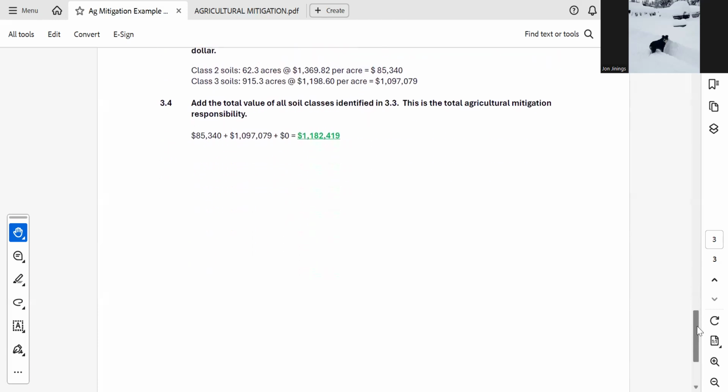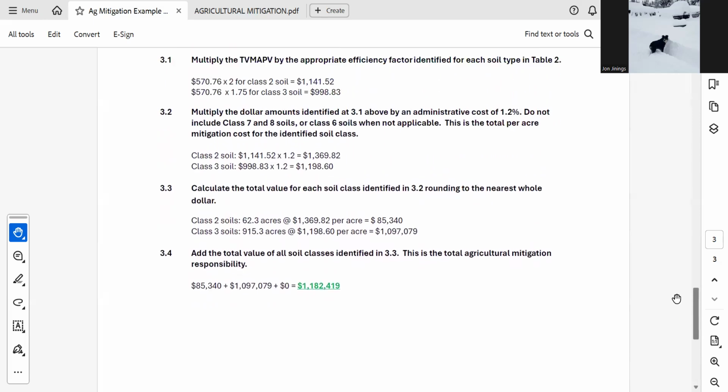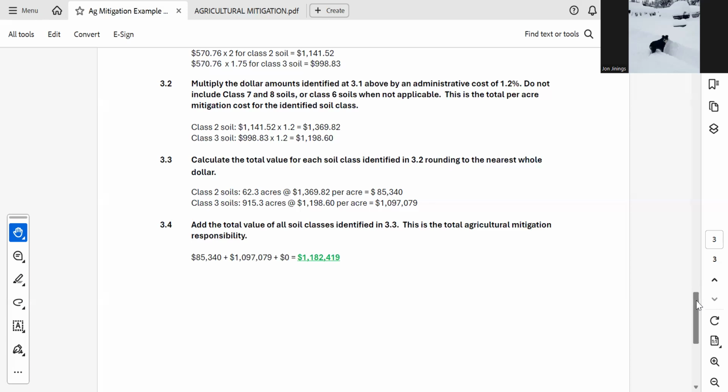And then, whoops, doggone it. We multiply those numbers by our administrative cost figure, and that brings us here. So these 1369.82 and 1198.60. And then again, now we're just down to straight arithmetic. We've got 62.3 acres of class 2 soils multiplied by this number here, right? Gives us this overall number, 85. And same with the class 3 soils. Gives us this number, just around 1,100. And we just add them up.